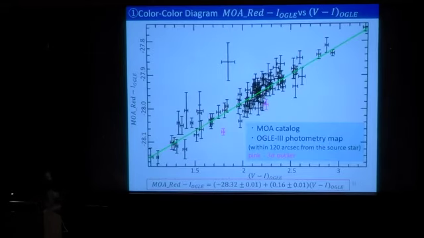Here is the color-color relation. We get this relation by cross-referencing the stars in the MOA catalog with the stars in the OGLE-III photometry map, and we choose the stars within 120 arcseconds from the source star.